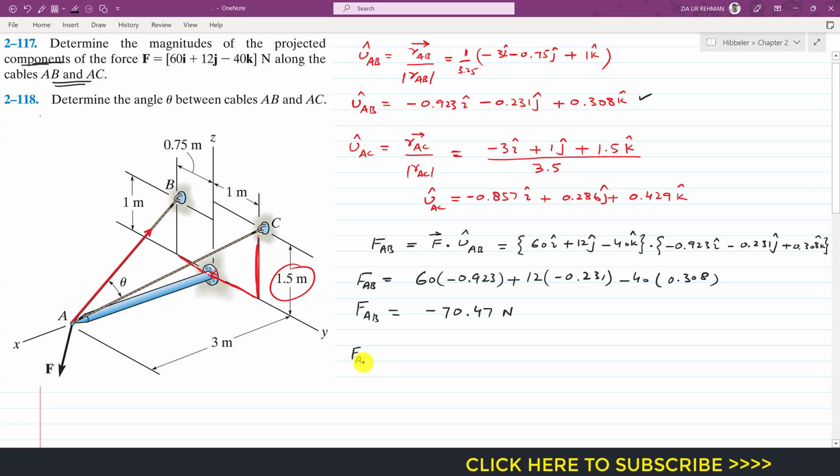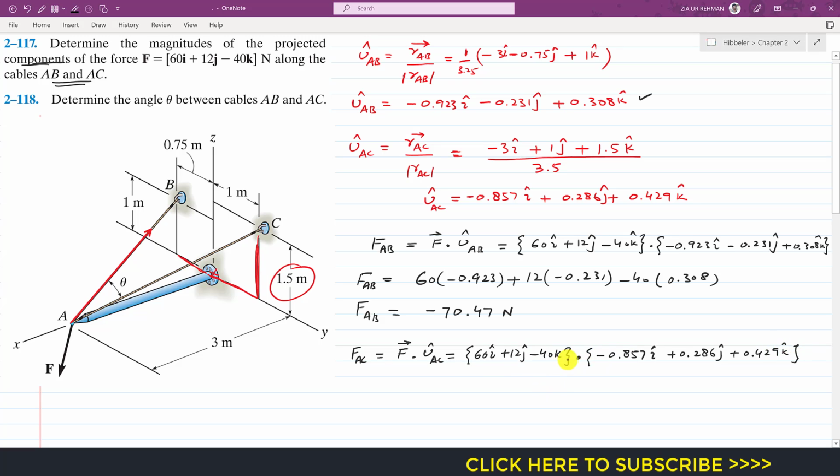So FAC will be equal to F dot the unit vector along AC. So again the F Cartesian vector, which is 60I plus 12J minus 40K, dot product with this unit vector. This is minus 0.857I plus 0.286J plus 0.429K.